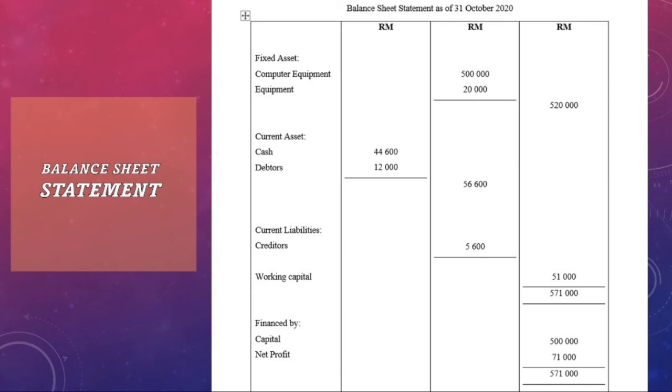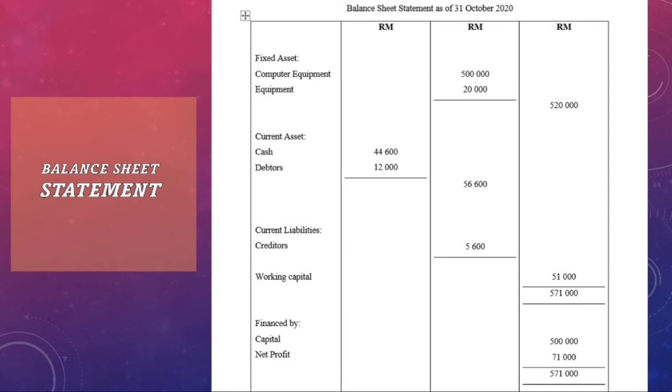Now I will present the balance sheet. A balance sheet is a statement showing the assets owned, liabilities owed, and the owner's equity. So, Mega Holding Company's balance sheet as of 31 October 2020 has two types of assets, which are fixed asset and current asset. The fixed asset has computer equipment and equipment. The computer equipment is 500,000, while the equipment is 20,000. So, the total fixed asset is 520,000.